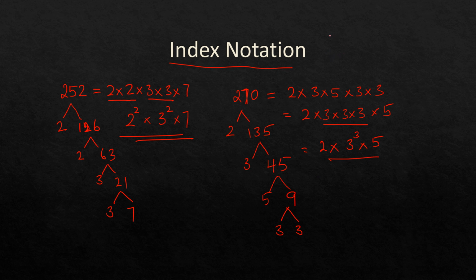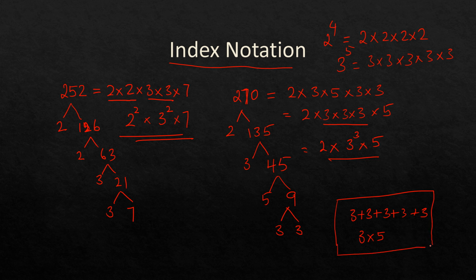So remember, if you say 2 power 4, that is actually equal to 2 times 2 times 2 times 2. So 3 power 5 means 3 times 3 times 3 times 3 times 3. Please remember, it's not 3 times 5. That's totally different. When you add numbers, 3 plus 3 plus 3 plus 3 plus 3, when you add 5 3's, that becomes 3 times 5. Here we are multiplying the numbers. So this is one thing that you have to keep in mind.